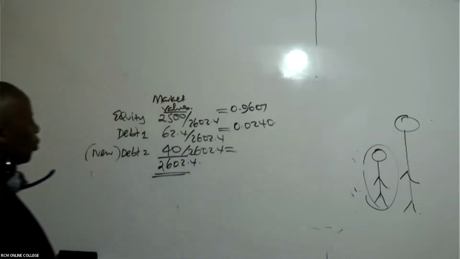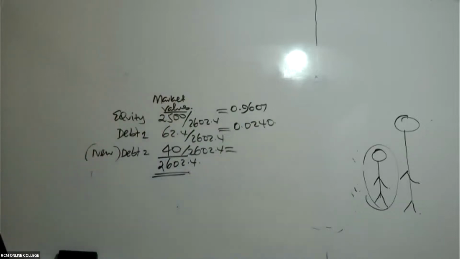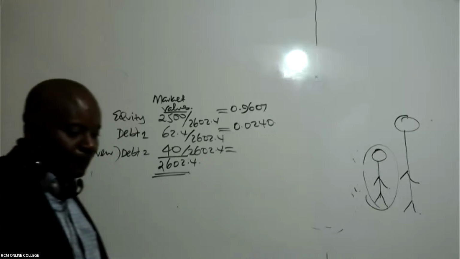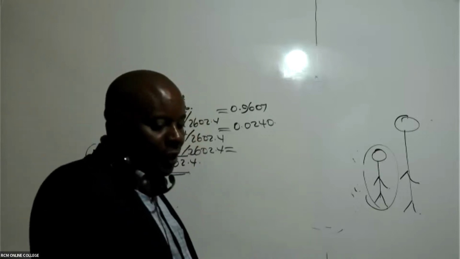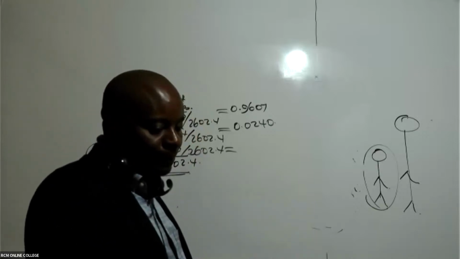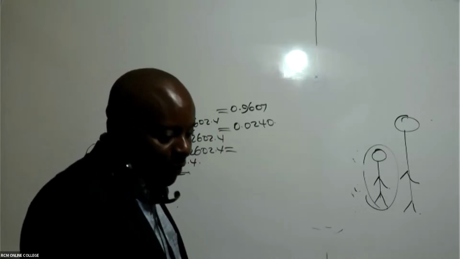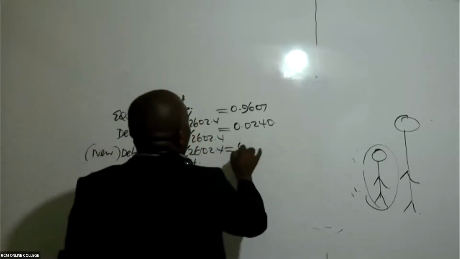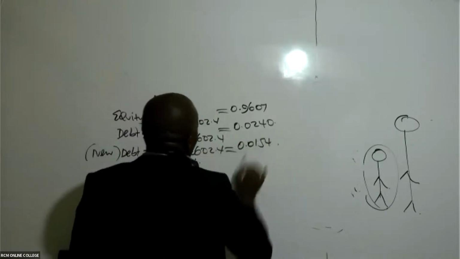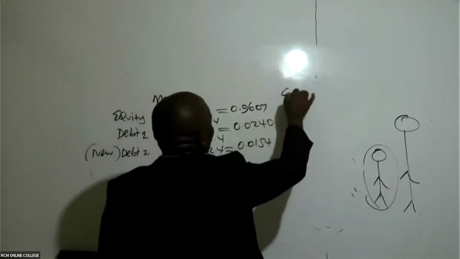And then we have that 2. What will be the weight here? The last one. 0.0154 like that. Then how about the costs?